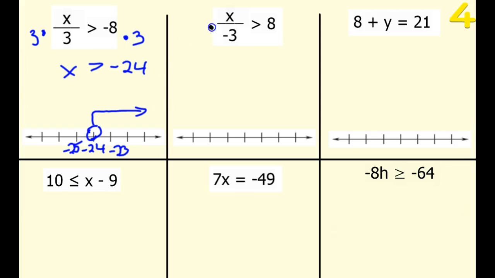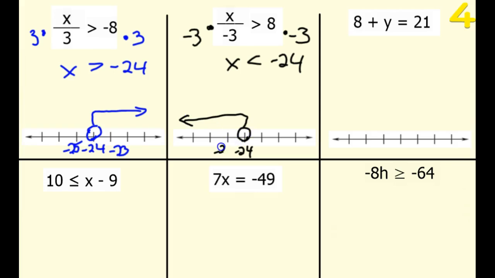Here we're multiplying again but now we're multiplying by a negative number. So if we're multiplying by a negative number, we need to flip our sign. So now x is going to be greater than negative 24. So again, we have negative 24 here. Another open circle. But now we're pointing the opposite direction because we multiplied by a negative number. So anything greater than negative 24 would answer our problem.